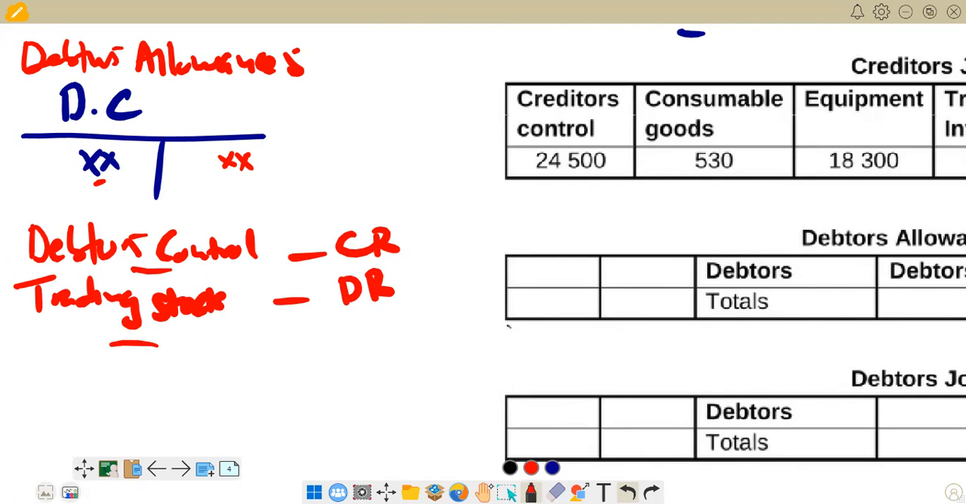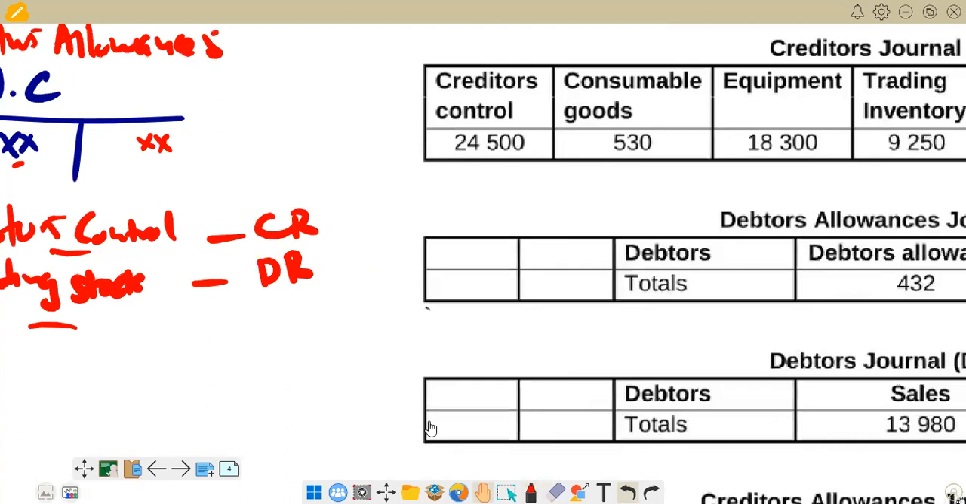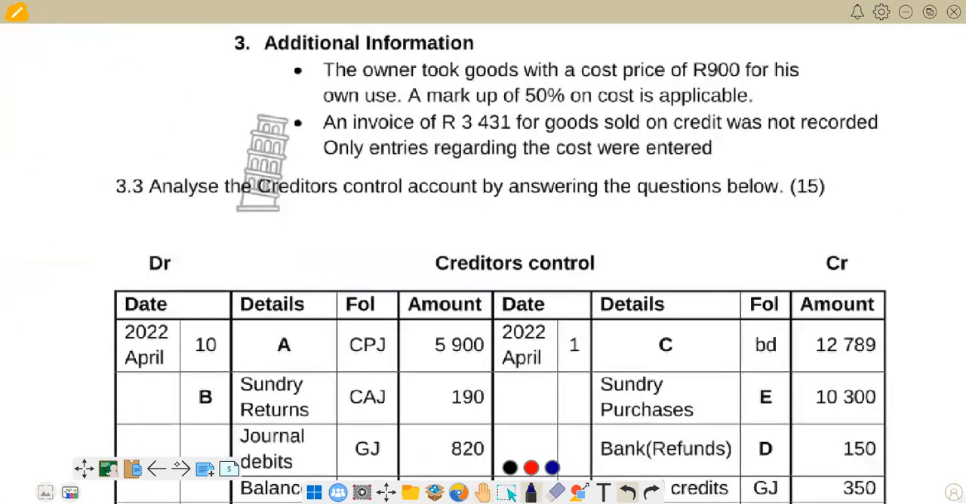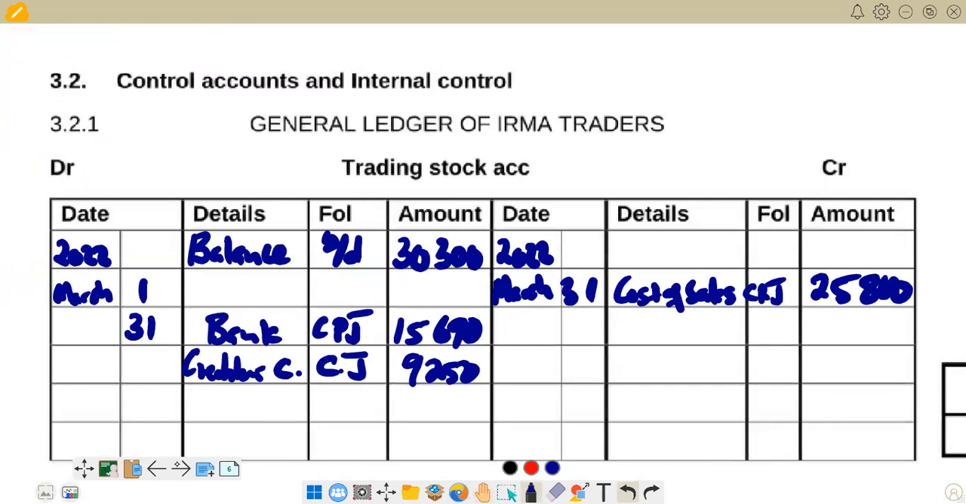And we check the amount that we have there. We check the amount for debtors allowance. We've got 432. So it means here we are going to have 432, and also here we have 432. So we go to all the accounts, we credit our debtors control, and then we debit our trading stock. So that's what we have with 432. So we come here, this is trading stock, and on our trading stock, we are debiting it.